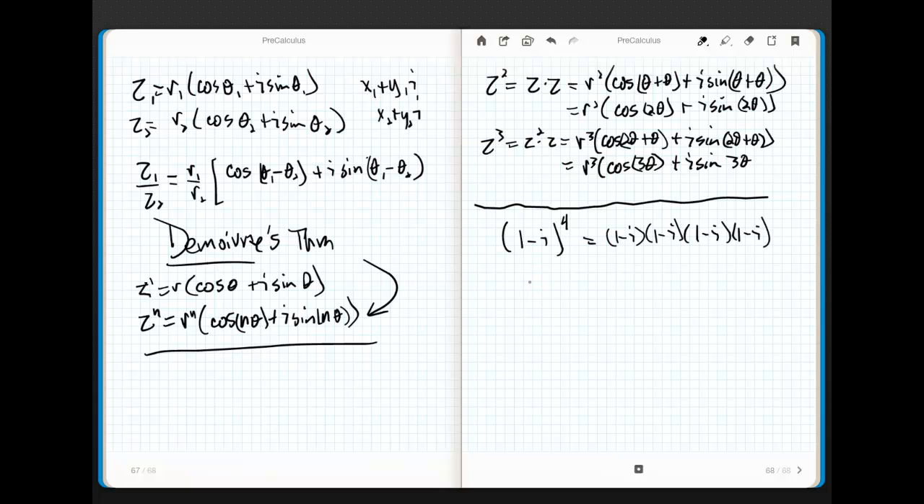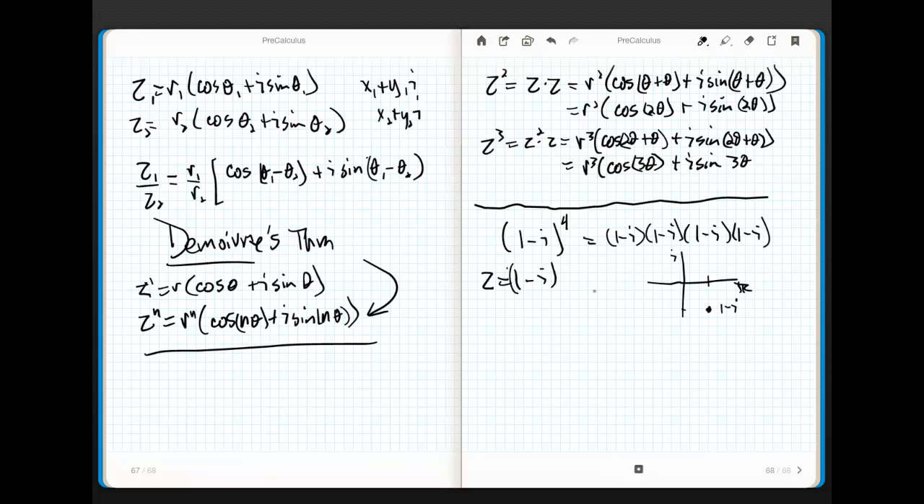However, watch. Here's what I'm going to do. I'm going to show you how cool this is. I'm going to let z equal 1 minus i. I'm just going to let z equal that. Now, if you think about this in terms of the complex plane, here's my real and here's my imaginary. If I go over 1 and down 1, doesn't this point right here represent 1 minus i?